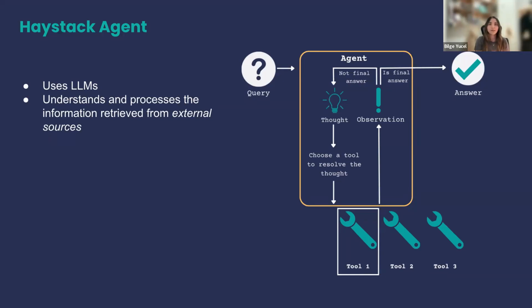That tool, of course, can be a pipeline, a prompt node, or any external API. I mean, you define it. And then it gets the output from the tool and observes: is that the correct answer? Is it the final answer or not? And according to the answer, it either generates the answer or goes through the loop again and checks another tool to resolve that query.